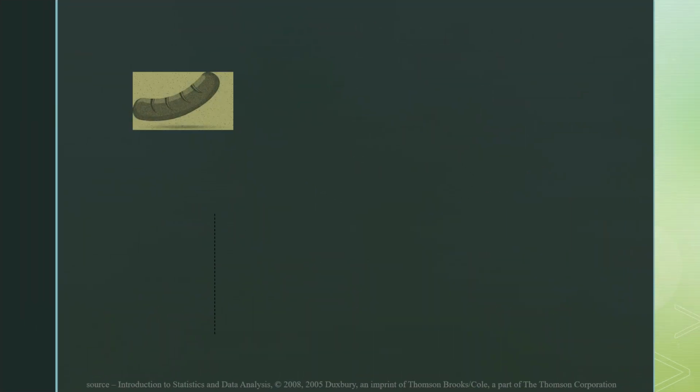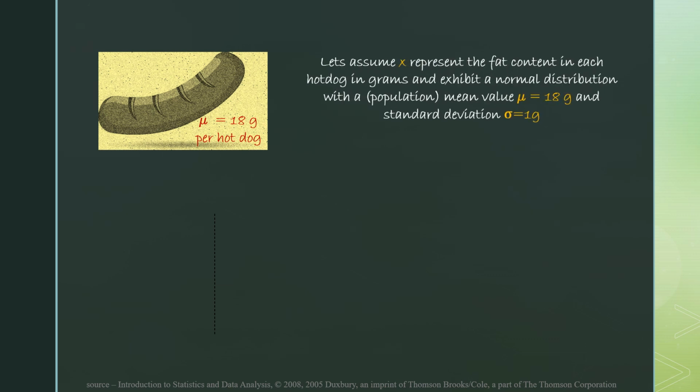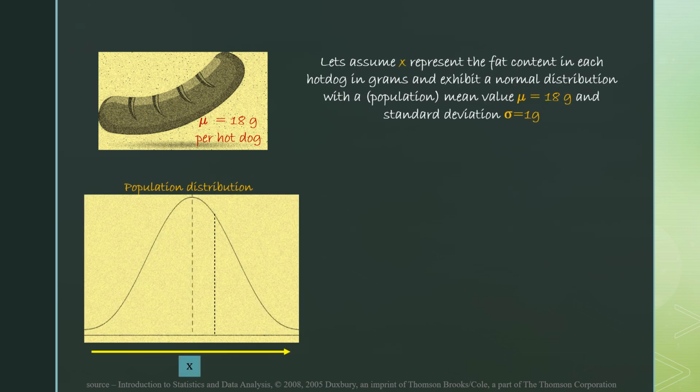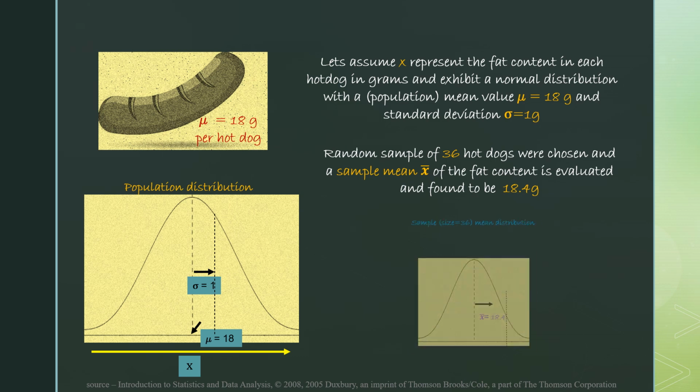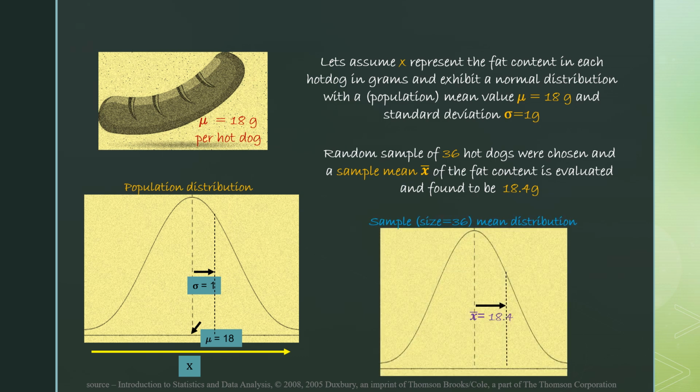A hot dog manufacturer claims that the fat content on an average in the hot dogs made under a certain brand is 18 grams per hot dog. Let's assume X represents the fat content in each hot dog in grams and exhibits a normal distribution with a population mean value mu equals 18 grams and standard deviation sigma equals 1 gram. A random sample of 36 hot dogs was chosen and a sample mean x bar of the fat content is evaluated and found to be 18.4 grams.